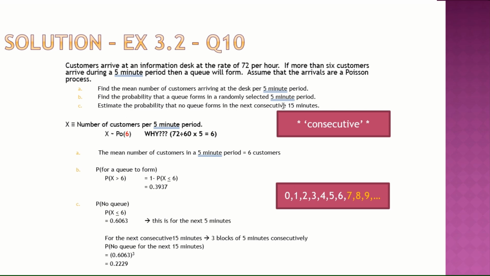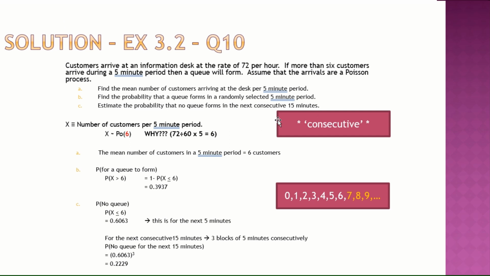Now estimate the probability that no queue forms in the next consecutive 15 minutes. I need you to highlight the word consecutive. Consecutive 15 minutes means the 5-minute period will repeat 3 times. Do you understand? If they say consecutive 20 minutes, the 5 minutes will repeat 4 times.